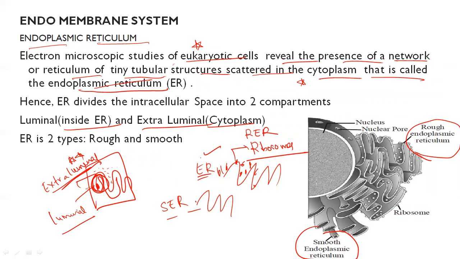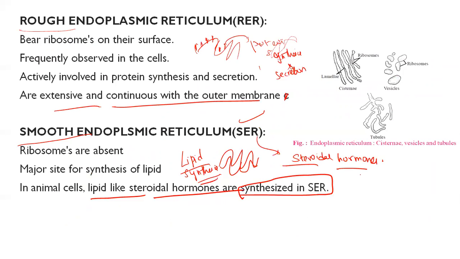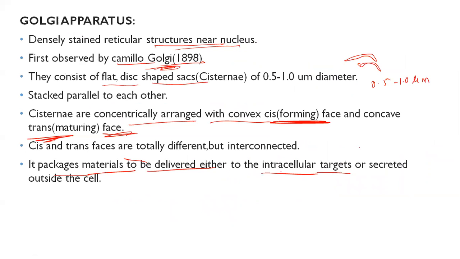And the endoplasmic reticulum is of two types: rough endoplasmic reticulum and smooth endoplasmic reticulum. Rough endoplasmic reticulum has spike-like structures, which are the ribosomes that help in protein synthesis, and smooth endoplasmic reticulum lacks those ribosomes. So that's why it's called smooth endoplasmic reticulum. Rough ER mainly helps in protein synthesis and secretion, and smooth ER helps in lipid synthesis and steroidal hormones.